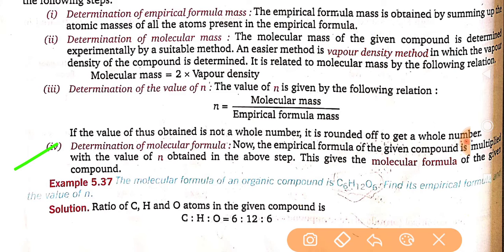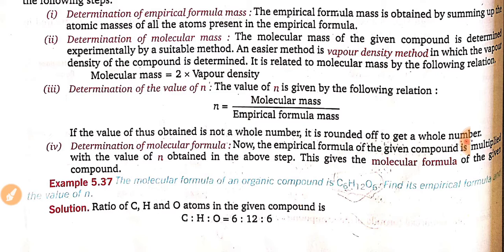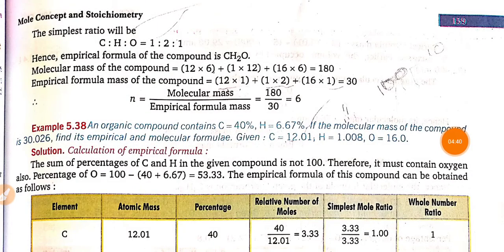So from an example you will be clear. The molecular formula of an organic compound is C6H12O6. Find its empirical formula and the value of n. The ratio of C, H, O atoms in the given compound is 6, 12 and 6. Till here clear? Then the simplest ratio of C, H, O will be 1, 2, 1. Hence the empirical formula of the compound is CH2O.